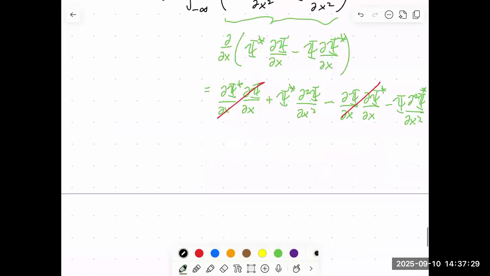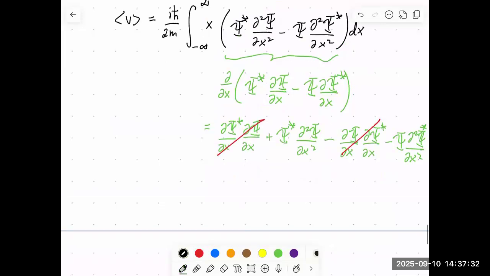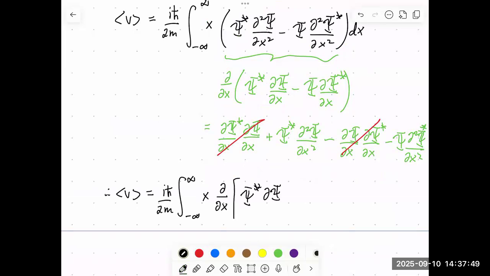So what we're left with then is this expectation value is i h bar over 2m, the integral from minus infinity to infinity of x d by dx of phi star d phi dx minus phi d phi, that's not a second derivative, it's just one derivative, d phi star dx. All right.